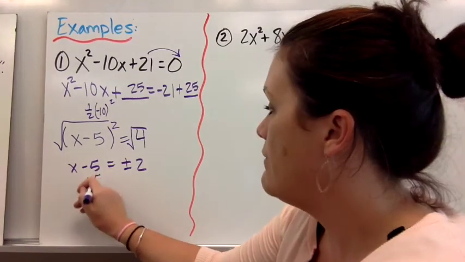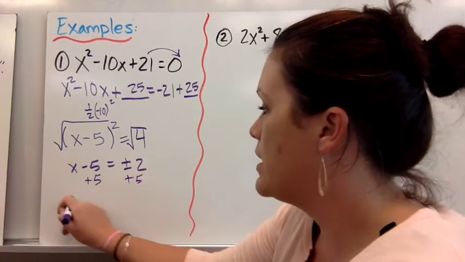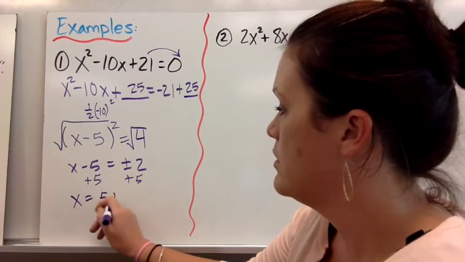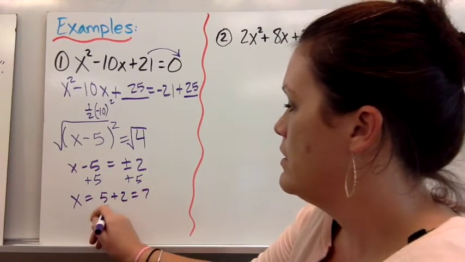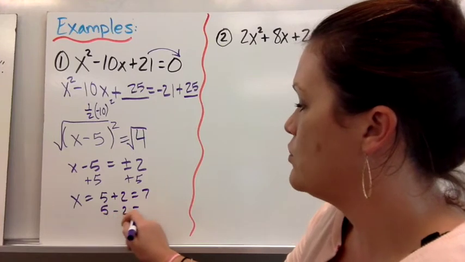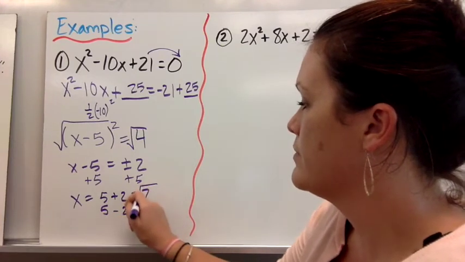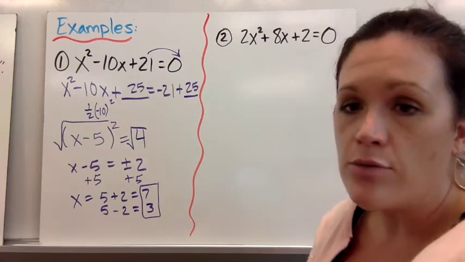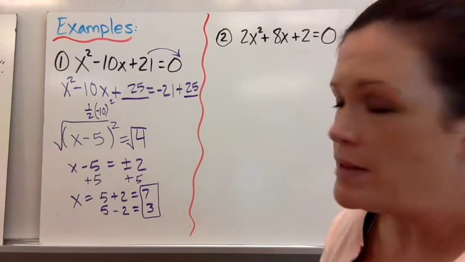Then I want to add 5 to both sides. So I would get x equals 5 plus 2, which is 7, and 5 minus 2, which is 3. So I get two values for x. That one would be factorable, but it's also possible to use this method.